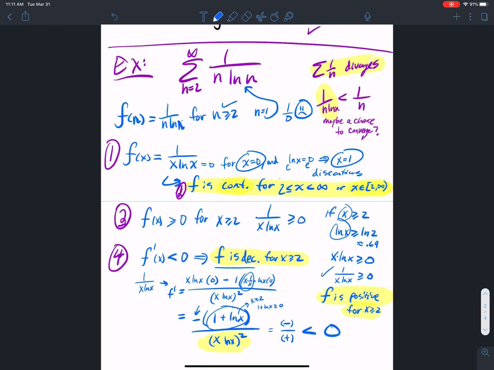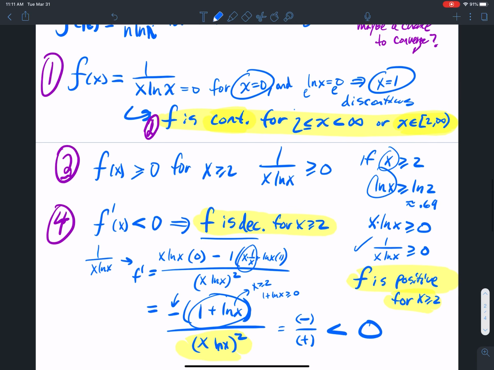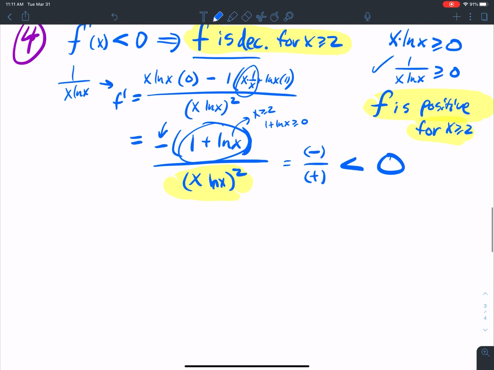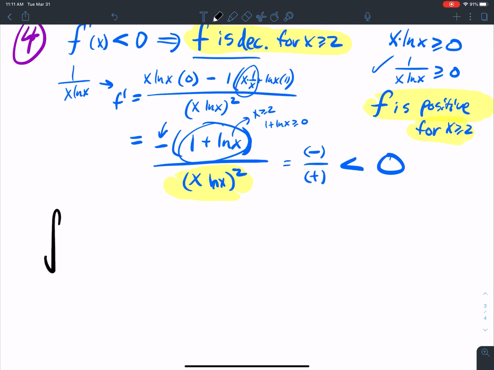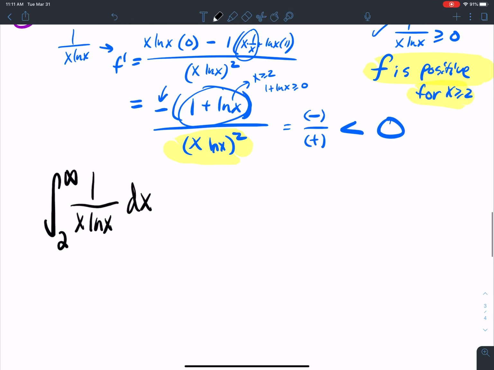We needed to set up a function. We needed to set up that it was continuous, positive, and decreasing on x greater than or equal to 2, since our series started at 2. We've done that. Now all we have to do is an infinite integral: the integral from 2 to infinity of 1 over x ln x dx. This is equal to, well, how do we do this problem?